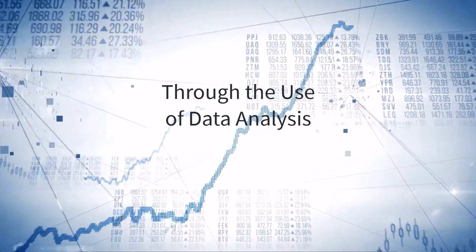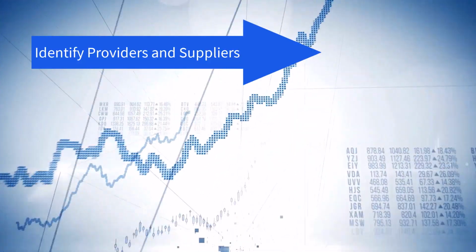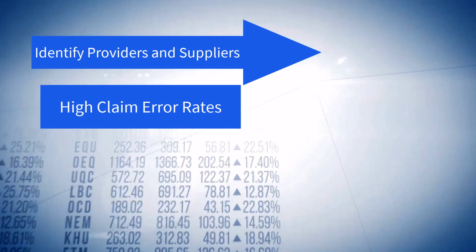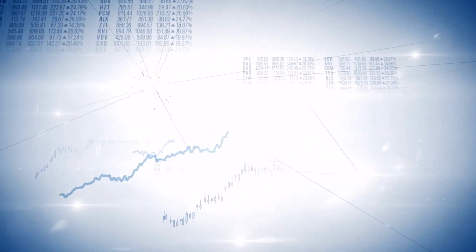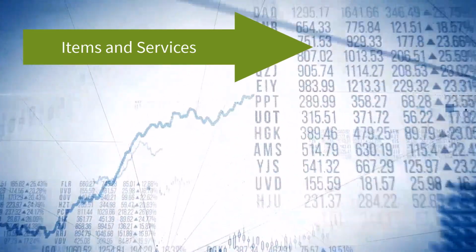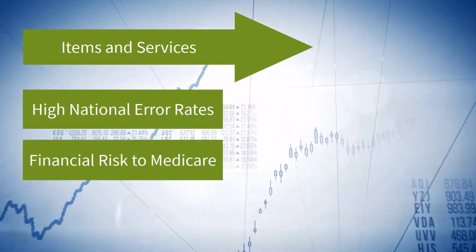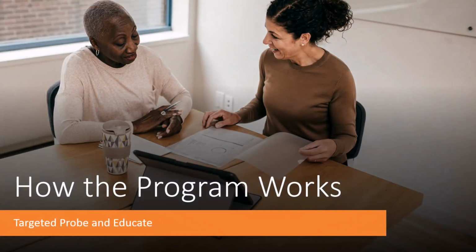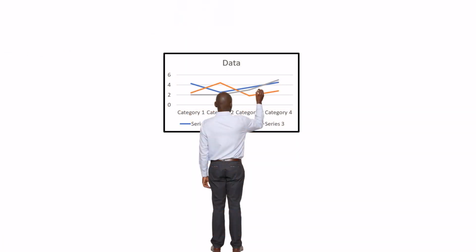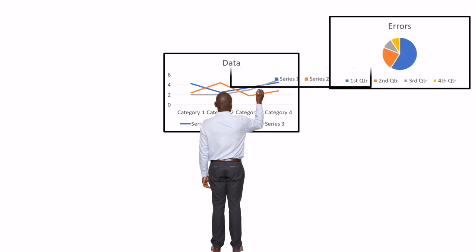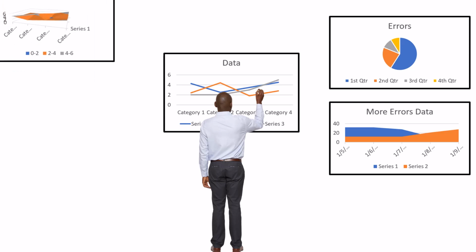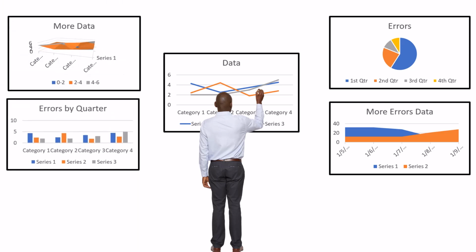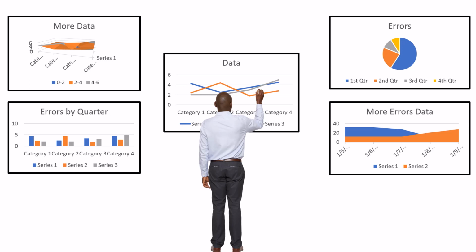MACs use data analysis to identify providers and suppliers who have high claim error rates or unusual billing practices, and items and services that have high national error rates and are a financial risk to Medicare. In the next couple of minutes, we're going to review how the Targeted Probe and Educate program works. As I stated a little while ago, it all starts with data analysis. Most providers and suppliers will never need TPE. The process is only used with those who have high denial rates or unusual billing practices.